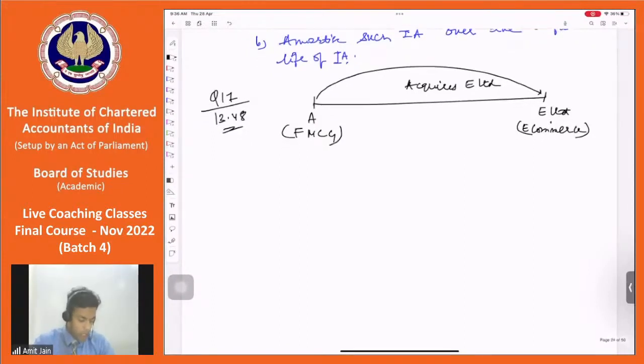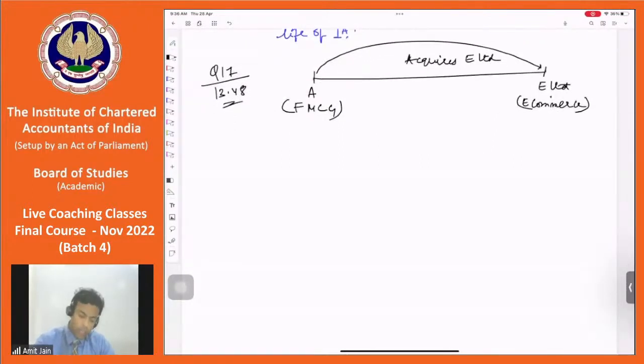The e-commerce company has over the period 10 million registered users. So this company is having 10 million registered users. Correct? However, the e-commerce company E does not have any intention to sell the customer list. Should this customer list be recorded as an intangible? Right? So this is the customer list.